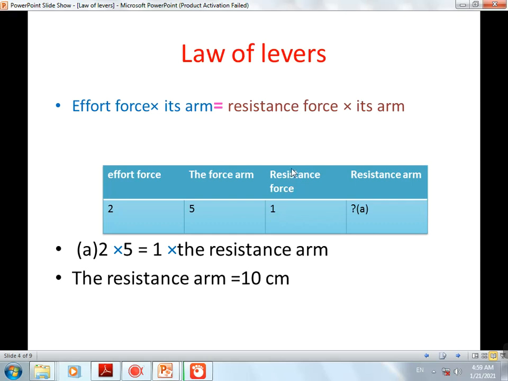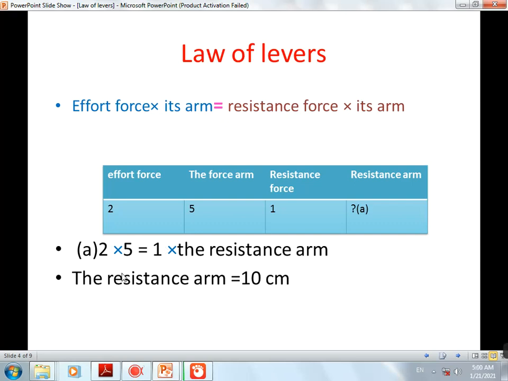So, law of levers: effort force times its arm equals resistance force times its arm. Effort force or resistance force has the unit Newton. Force arm or resistance arm has the unit centimeter or meter.